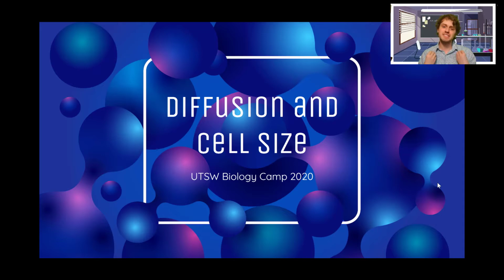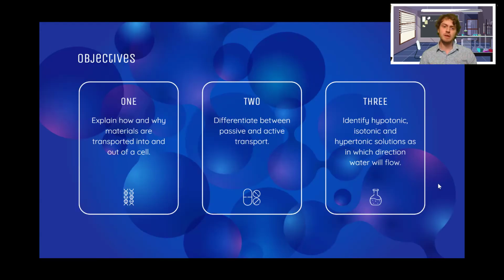All right, so let's talk about diffusion and then maybe a little bit about cell size as well. So our objectives today are to, one, be able to explain how and why materials are transported into and out of the cell. We also want to differentiate between passive and active transport and be able to identify hypotonic, isotonic, and hypertonic solutions and which way water is going to flow in terms of the cell and the surrounding solution.